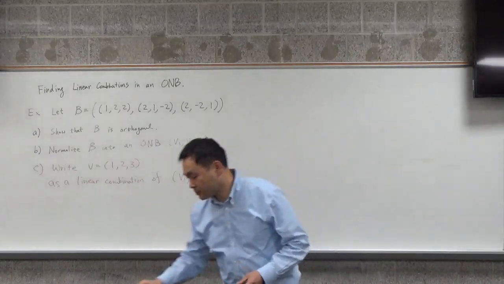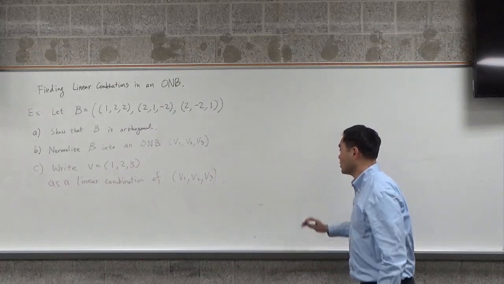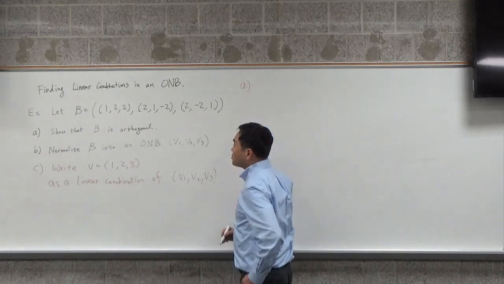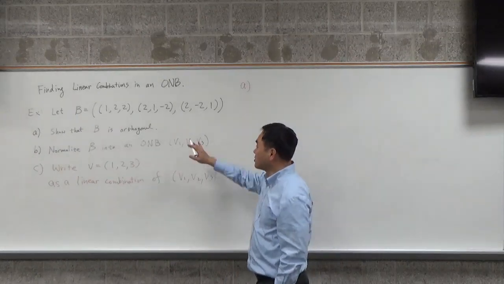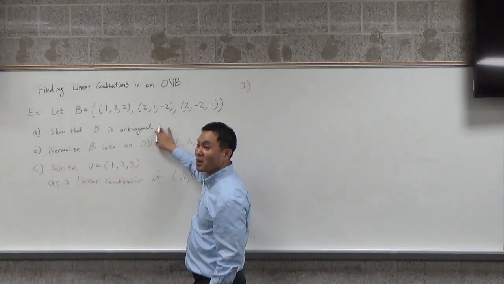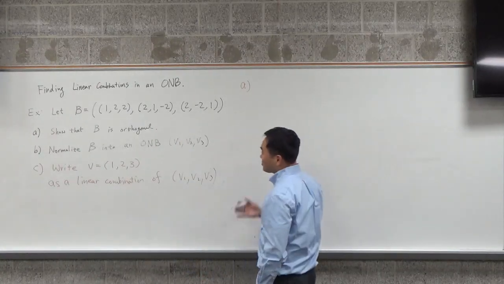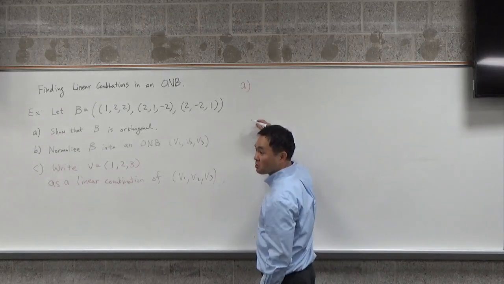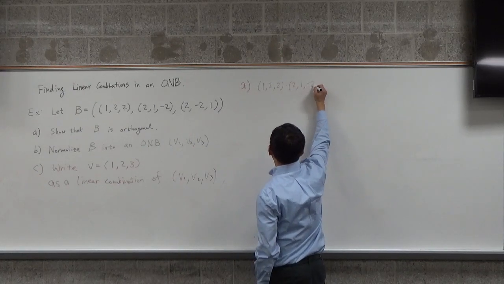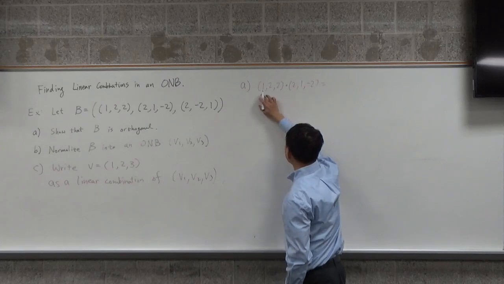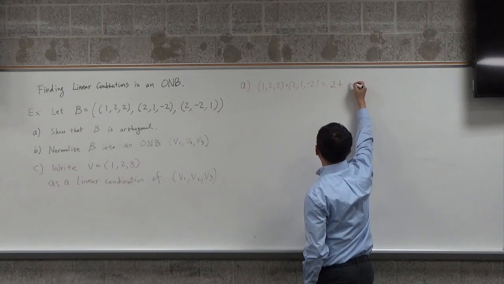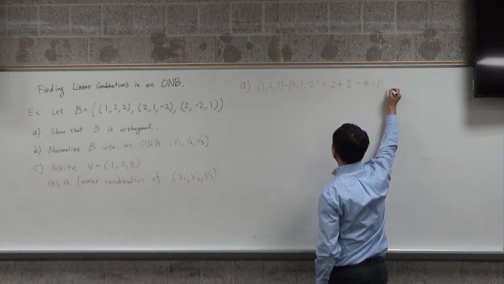Let's try this problem. First, how do you show that it's orthogonal? You have to show that B is orthogonal under the regular inner product, the usual dot product in R3. I think it should be clear. How do you show it's orthogonal? Do the dot product and make sure it's equal to 0. So if you do the dot product, this is 2 times 1 plus 2 times 1 minus 4, which is 0, right?